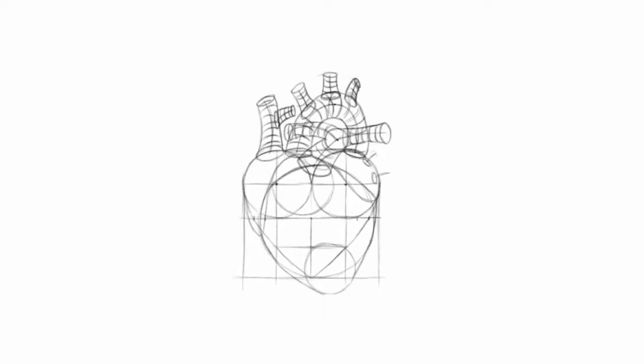Add some pulmonary veins to make the heart more detailed. Add some small arteries and veins on the surface of the heart. Outline the basic shape of the heart. Outline the pipes.